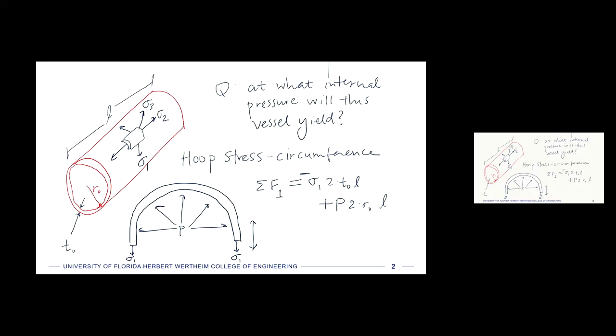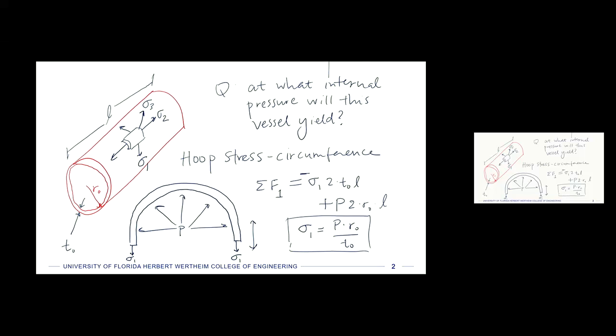And so if we do that, we can come up with an expression for what is sigma 1, right? We put the first term on the other side, the L's cancel out, and the 2's cancel out, and we end up with the pressure times R naught divided by T naught. Okay. So that's a very helpful expression. R naught given, T naught given, those are geometric. We pump it up to some pressure, the hoop stress has that magnitude. So far, so good.